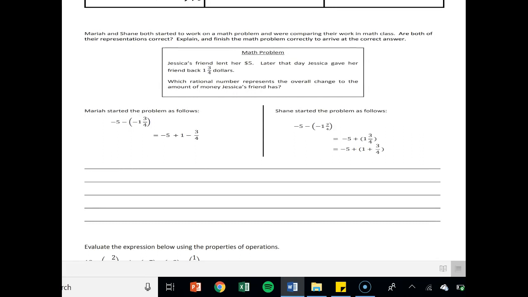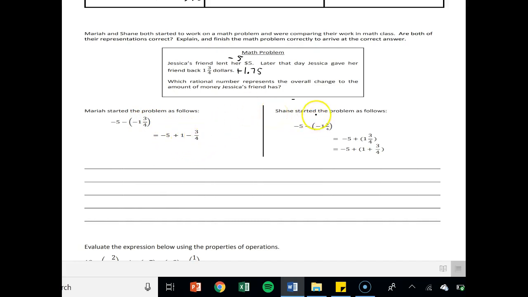All right, and then the last one, it says Mariah and Shane both started to work on a math problem and we're comparing their work in math class. Are both the representations correct? Explain and finish the math problem correctly. Jessica's friend lent her $5, so obviously that's -5. And later that day, Jessica gave her friend back 1 3/4 or 1.75, right? Which rational number represents the overall change amount of money? So Mariah decided to do -5 minus a -1 3/4, which she then changed into -5 plus 1 minus 3/4.